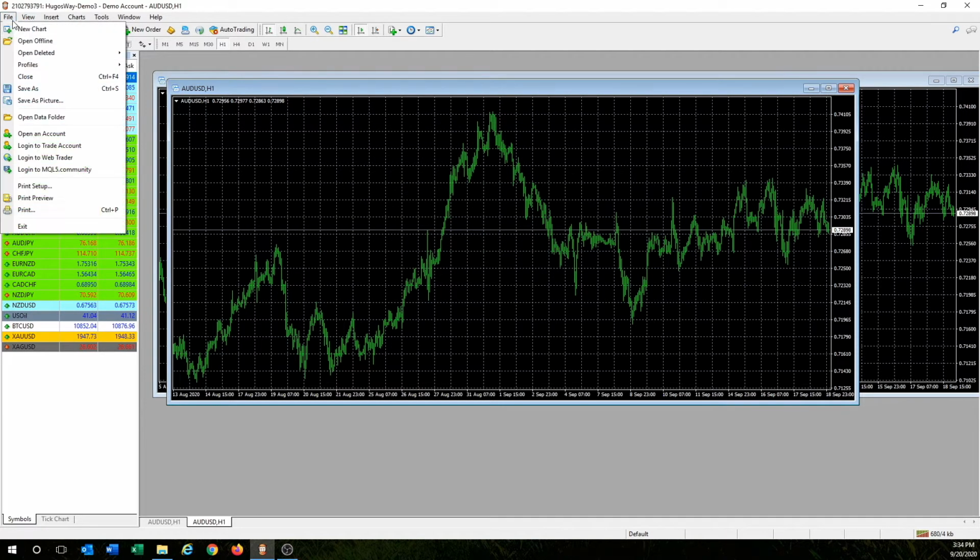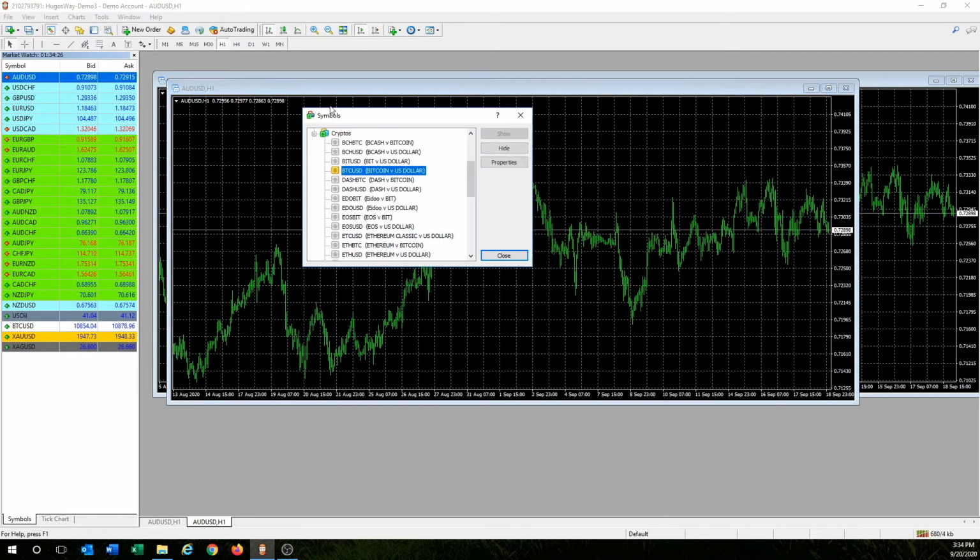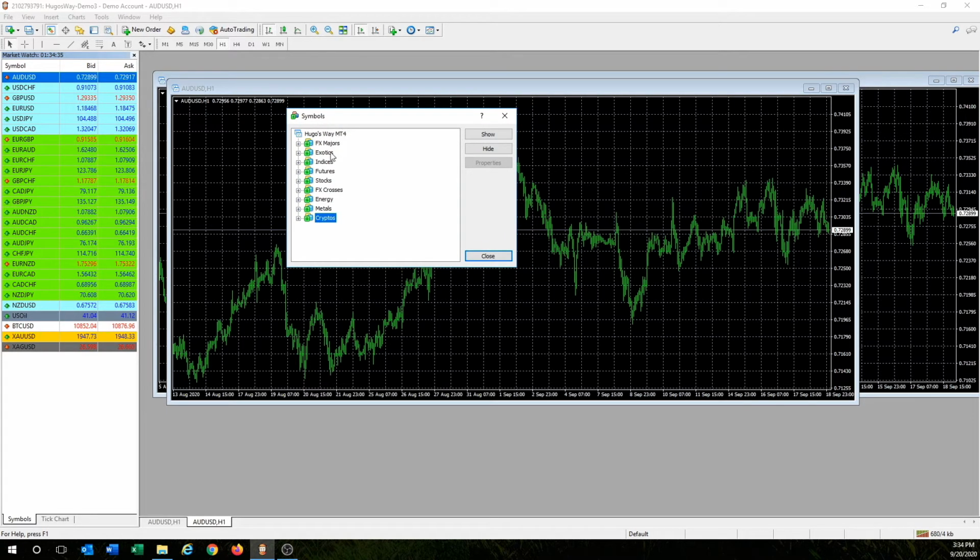We can also go under File or go to View, and view symbols is another way of getting in here. So there are multiple ways to access the same menus, but I just want you to know that the symbols menu is how we add shortcuts into our market watch, how we add Forex pairs or different assets we want to trade into the market watch column here. That's all I want you to understand there.